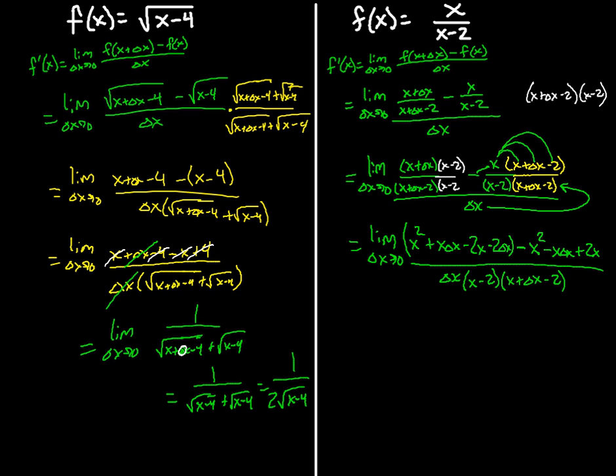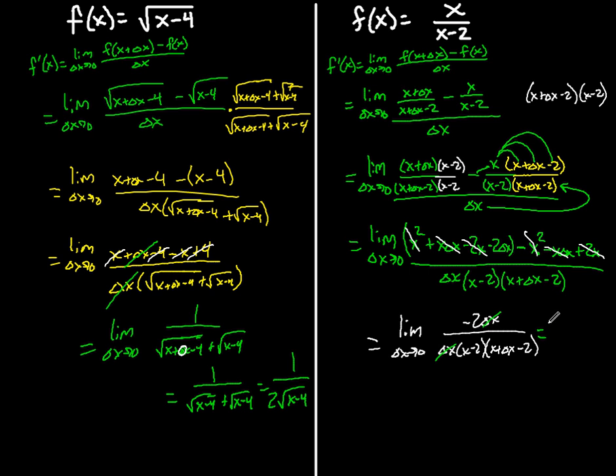Again, now, as we've done all of our simplifying, things should cancel out. A negative x squared and a positive x squared. I have an x delta x and a negative x delta x. And I have a 2x and a negative 2x. So all I'm left with up top is a negative 2 delta x. On the bottom, delta x, x minus 2, x plus delta x minus 2. I'm still taking the limit as delta x approaches 0. Things should cancel. The delta x's do.